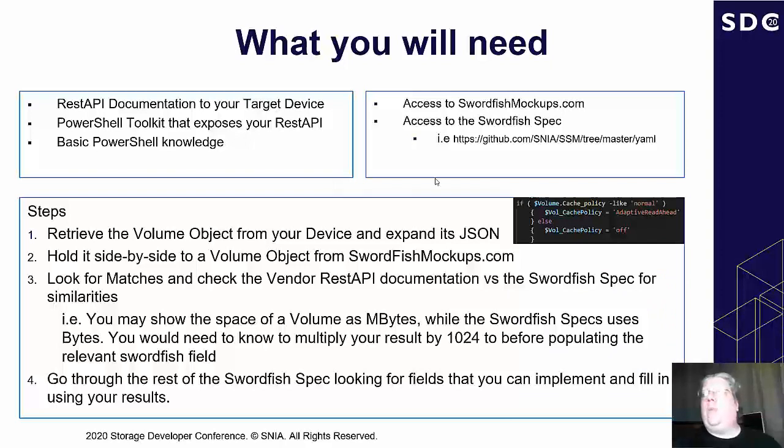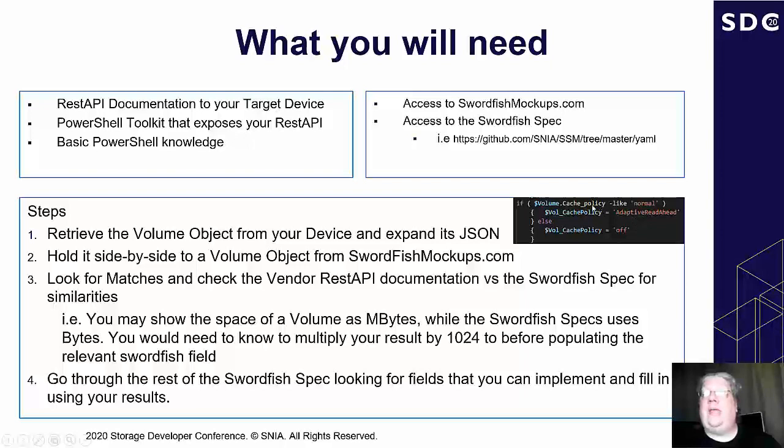And also you're going to need to normalize your data. For instance, on my device, I have a cache policy setting. And again, my API calls it cache_policy, and it returns either normal or off. So if it returns normal, I want to use the Swordfish named options, because normal isn't an option that Swordfish uses. In Swordfish, you have to describe it, adaptive read ahead, or off. And there's a few other options as well, but my array doesn't do those options. So I only have to care about these two.